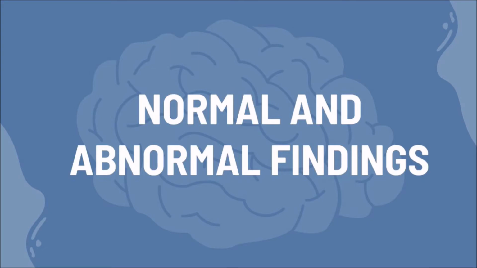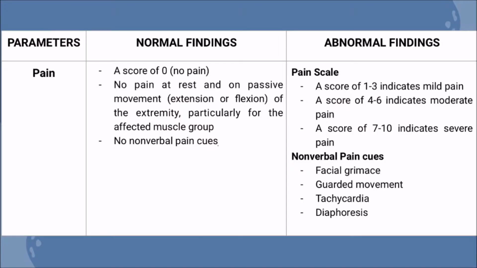Next are the normal and abnormal findings. First, I will be discussing the normal findings of each parameter, to be followed by Mr. Nunez for the abnormal findings. The first parameter is pain. A normal finding would have a score of 0, indicating no pain. The client would report no pain at rest and on passive movement, especially on extension or flexion of the extremity, particularly for the affected muscle group, and no nonverbal pain cues.